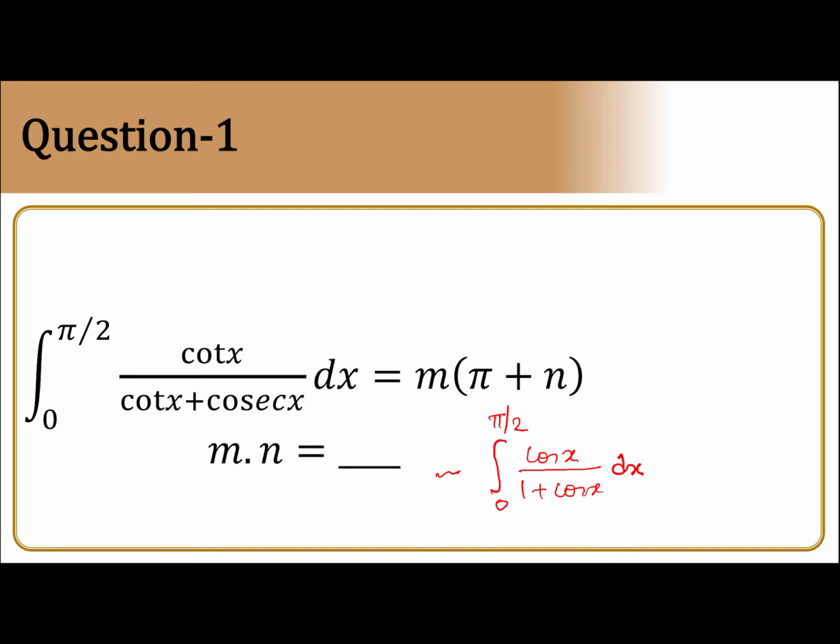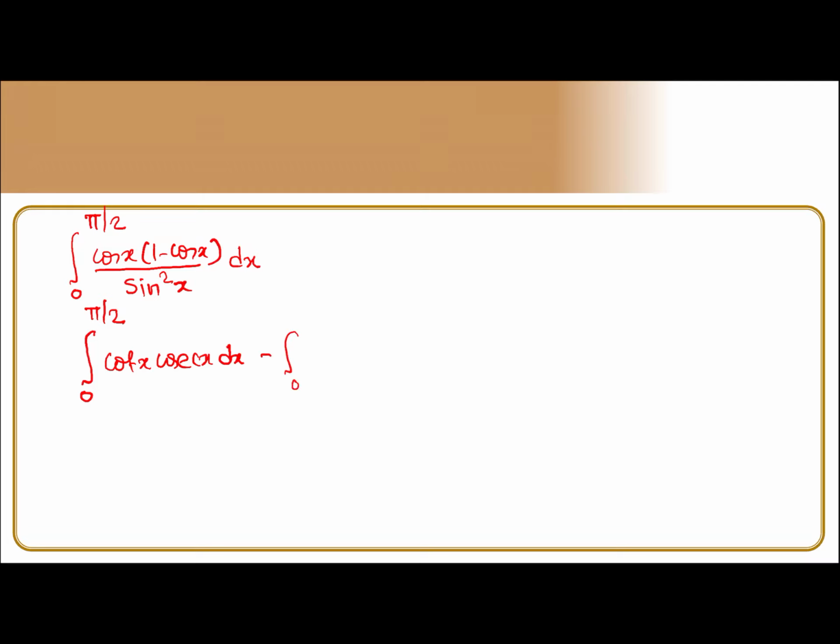We rationalize in such a way that we make the denominator a certain angle which can be integrable. So this can be written as the integral from 0 to pi by 2 of cos x into 1 minus cos x divided by sine square x dx. This will give you the integral from 0 to pi by 2 of cot x cosecant x dx, one part. The other part will be the integral from 0 to pi by 2 of cot square x.